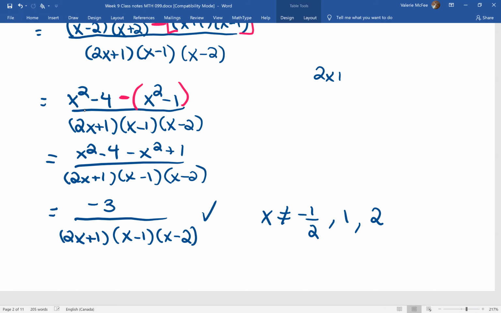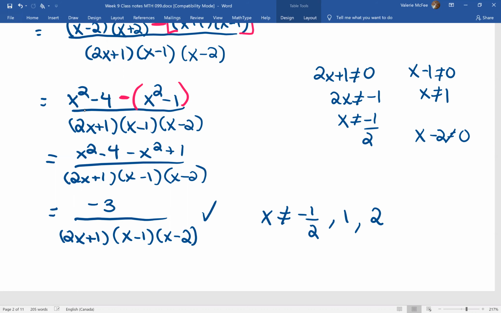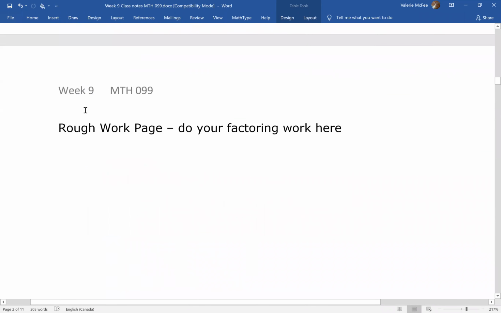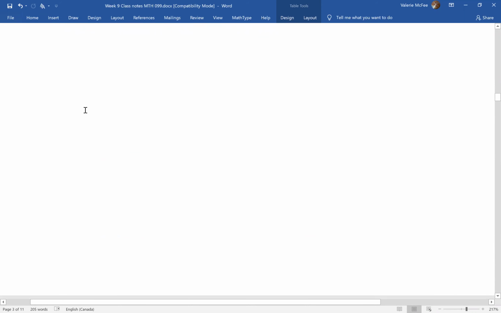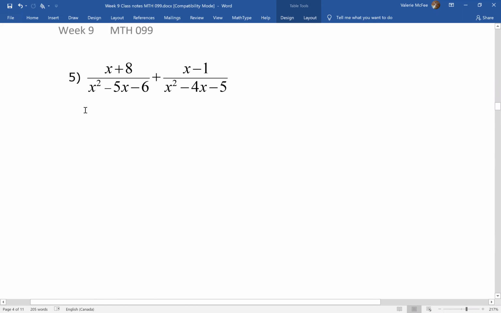Well, we know that 2x plus 1 cannot equal 0. We know that x minus 1 cannot equal 0. We know that x minus 2 cannot equal 0. I did have a page in the notes for you to do your rough work, your factoring, so use that if you need it. Here's another question. Why don't you pause your video, give this a try.